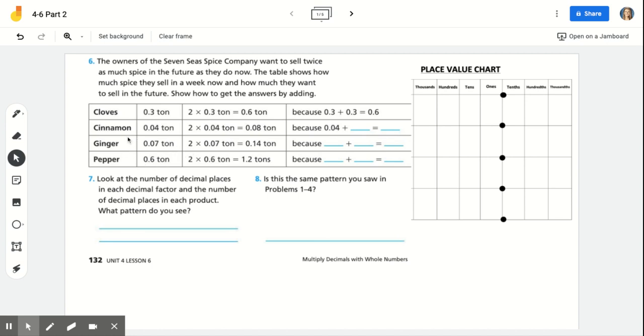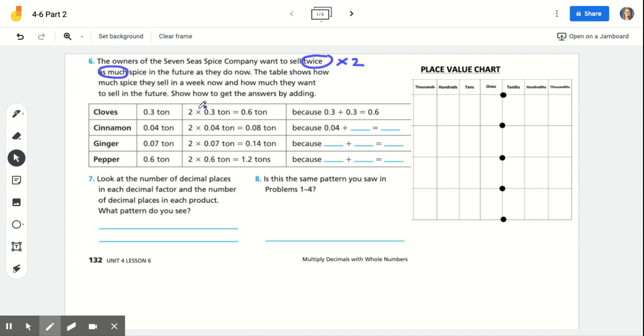And then going back to the problem, it says they want to sell twice as much spice in the future as they do now. What I'd like you to do in your book, please circle that word twice, or maybe even twice as much. That would be even better. Anytime we come across twice as much in a real life situation or in a word problem, that means that we're multiplying by what number typically? By 2. Okay?